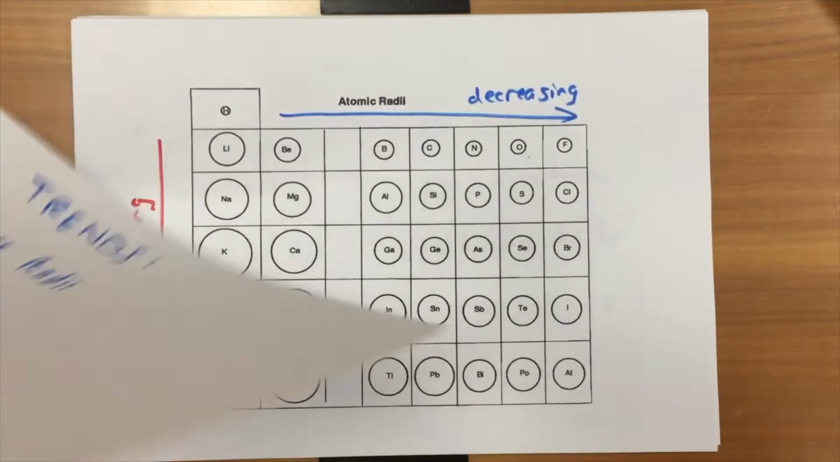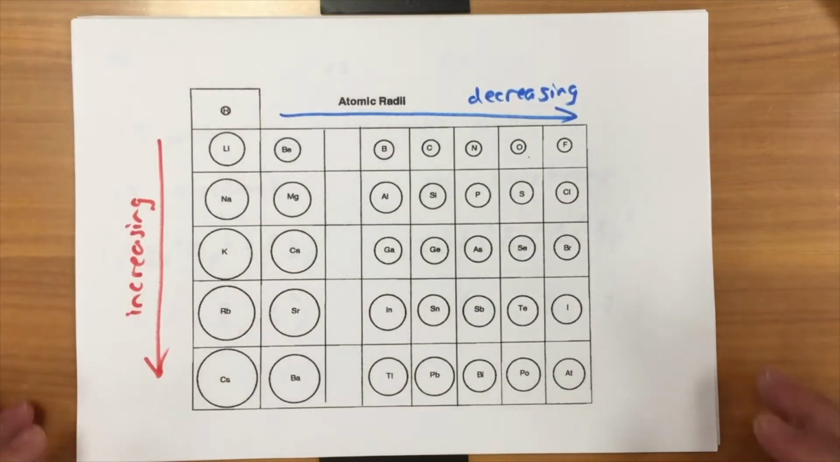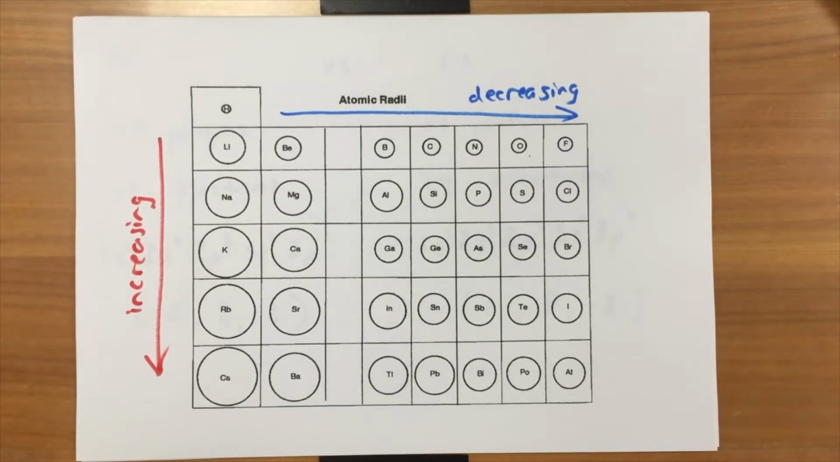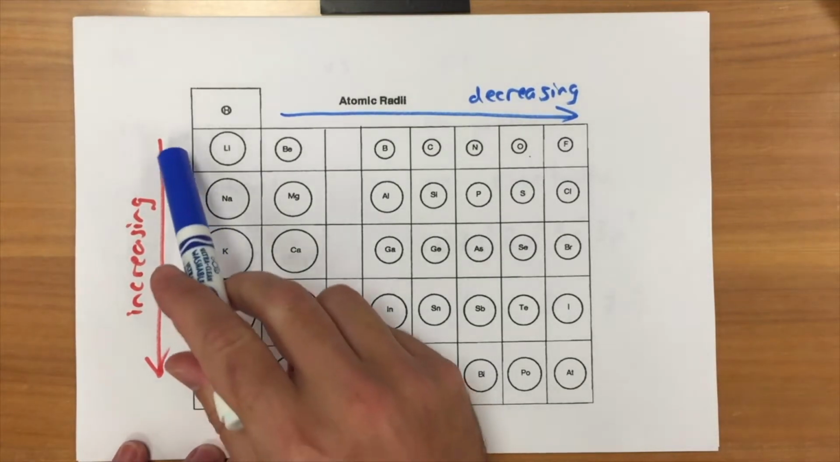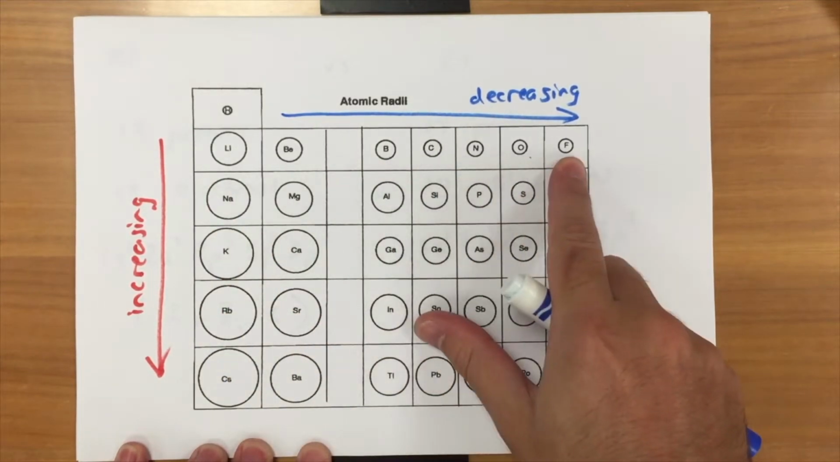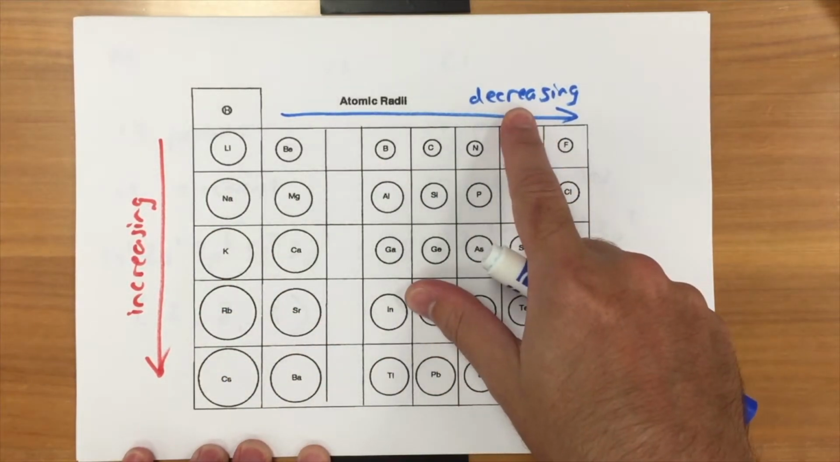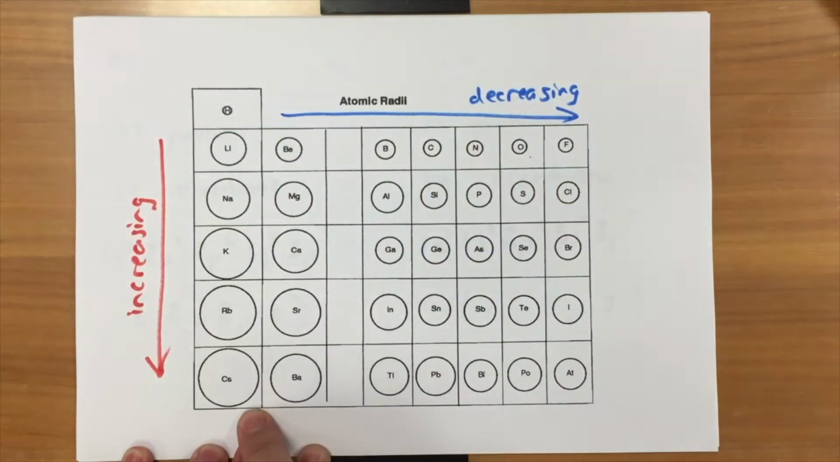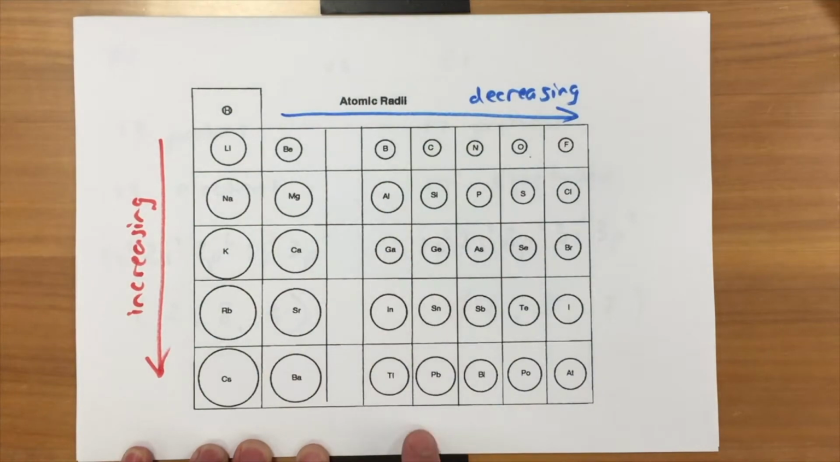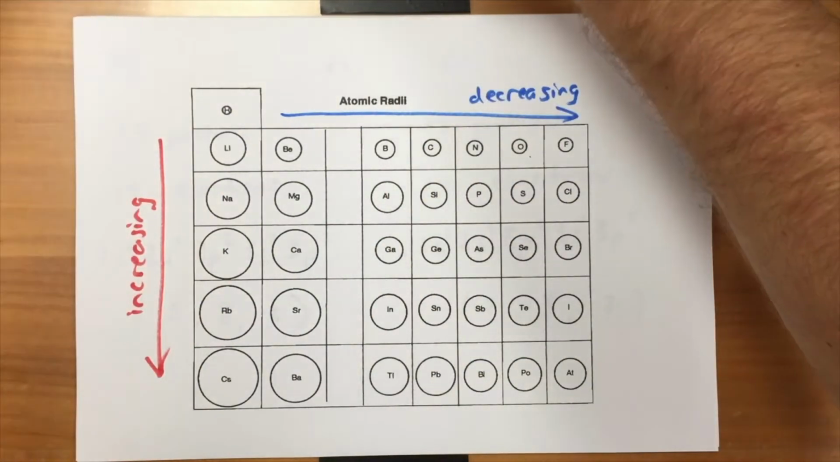So let's first of all have a look at atomic radii. Here's a diagram with some selected elements from the periodic table. You can see that as we go left to right, our atoms are getting smaller. The radius is decreasing. As we go down, you can see that we are getting a larger radius. So let's explain this in terms of our factors.